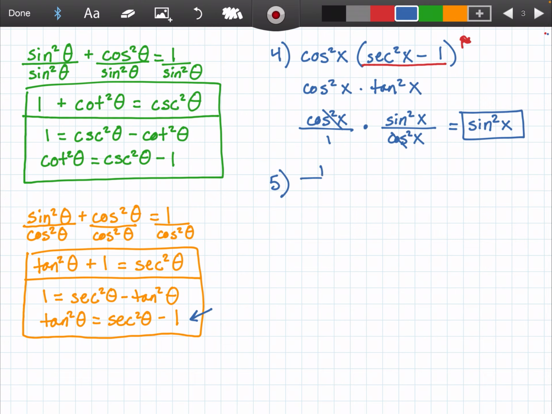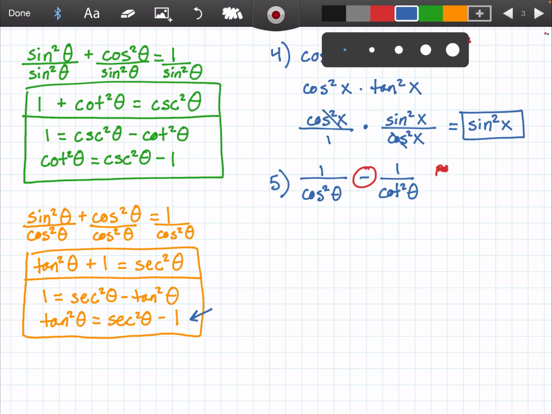So let's do 1 over cosine squared minus 1 over cotangent squared. All right, I can't cancel anything out right now because of this subtraction. Another thing, if you have subtraction or addition, that's going to be a pretty good indicator that somehow you have a Pythagorean identity in there. So I'm going to circle that and say, maybe we should take a look at something like that. That's just to guide my thinking in the right direction.